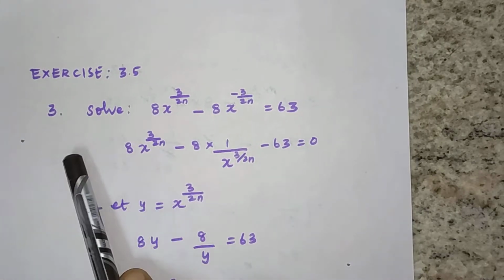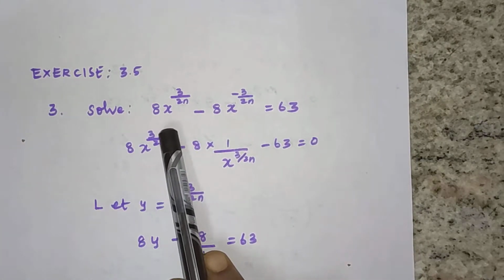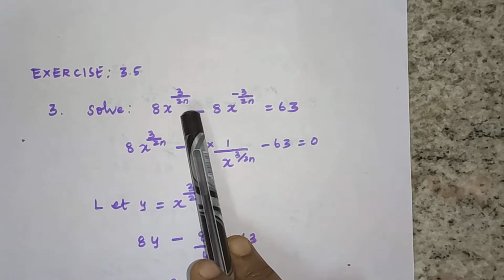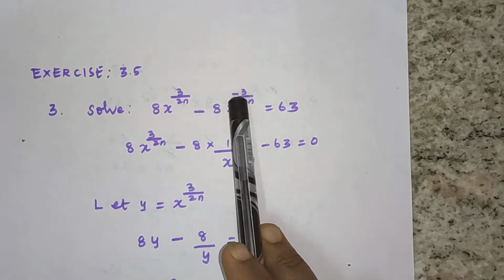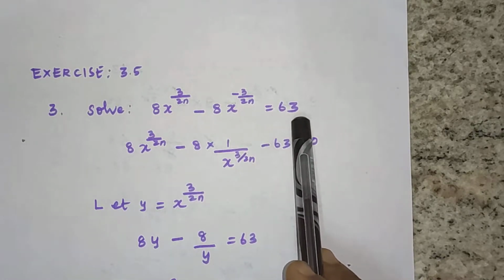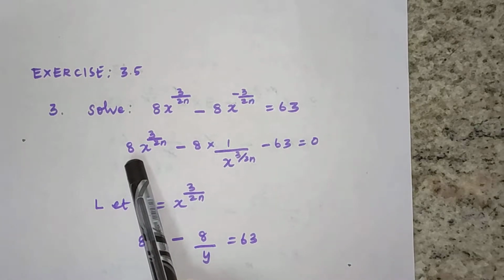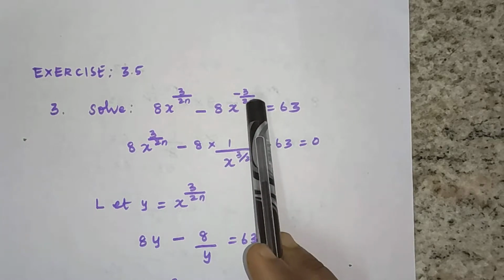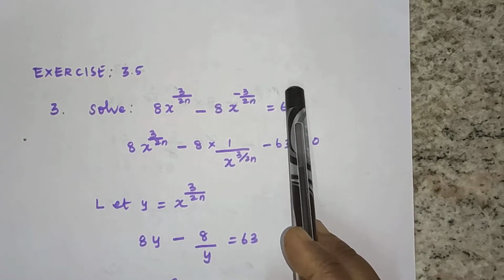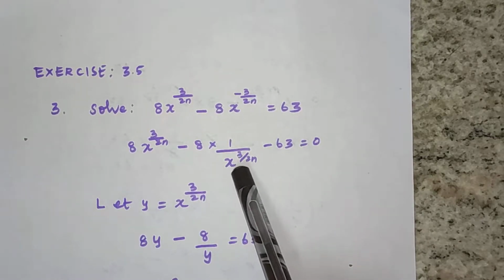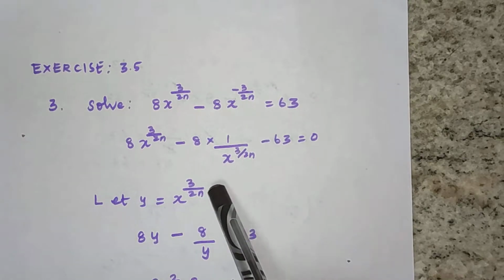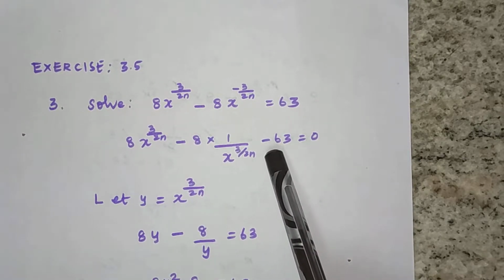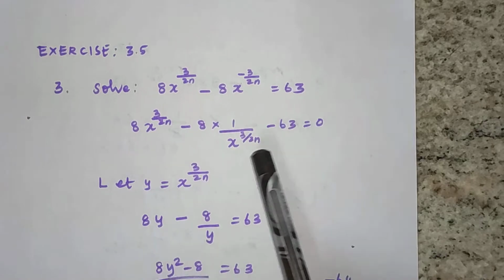Exercise 3.5, third sum. Solve 8 into x power 3 by 2n minus 8 into x power minus 3 by 2n equal to 63. So we can write this as 8 into x power 3 by 2n minus 8 into, since x power minus m we can write as 1 by x power m, 1 by x power 3 by 2n, minus 63 equal to 0.